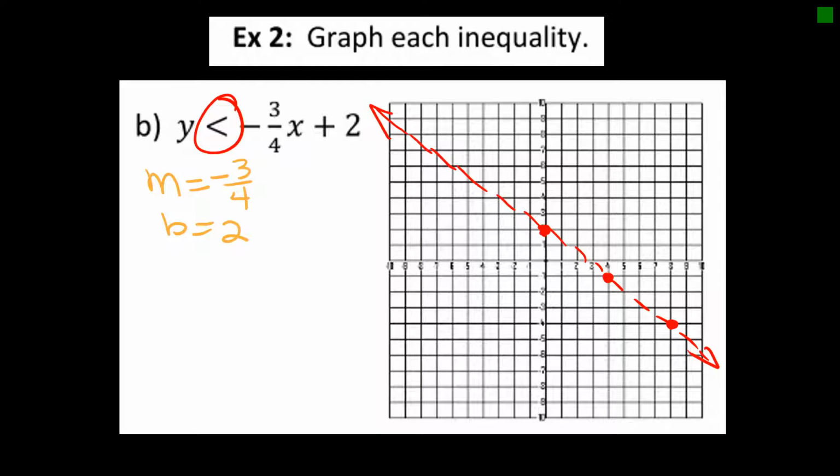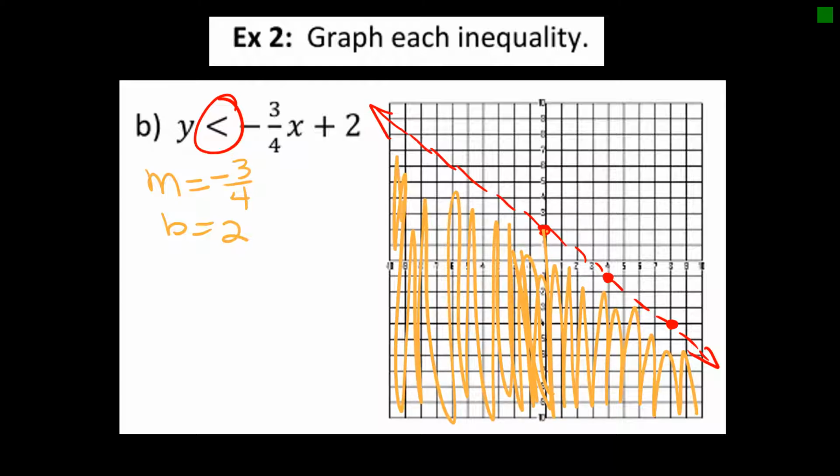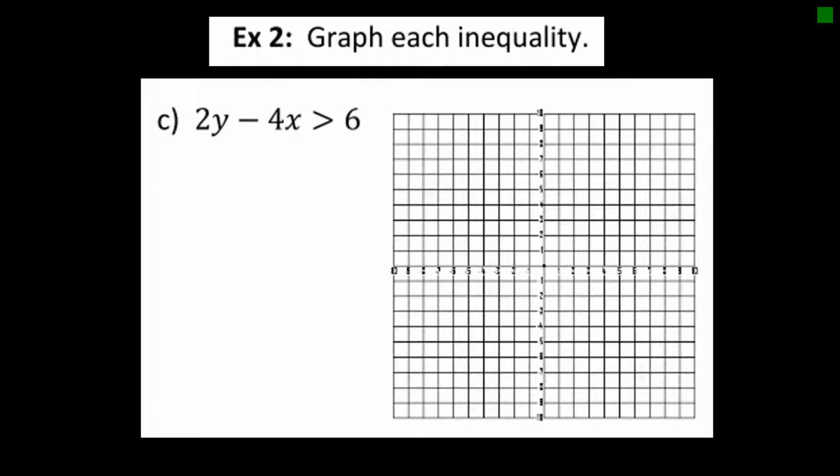Now I have to decide whether to shade up or down. So I look at my equation and it says y is less than this line. So here's this line, and I'm going to shade down below that because my y values are less than that down here. So I'm shading down here like this. If you need to pause the video to finish your shading, go ahead, and whenever you're ready, click play and we'll finish up. All right, moving on to C.